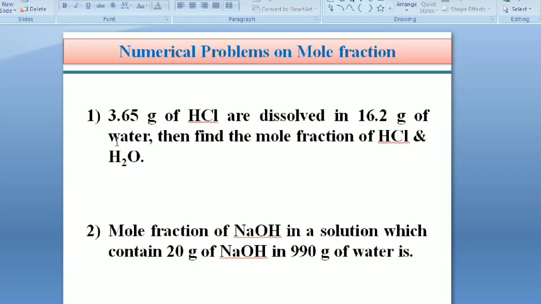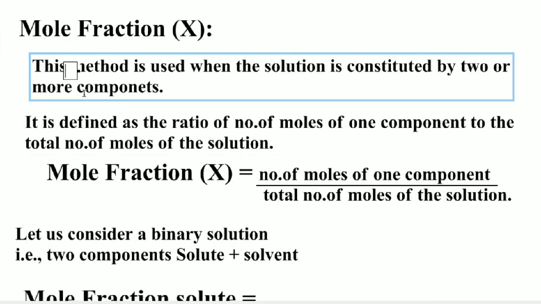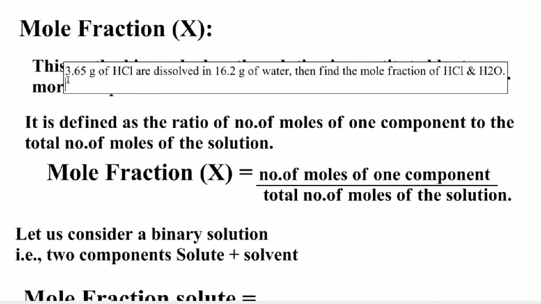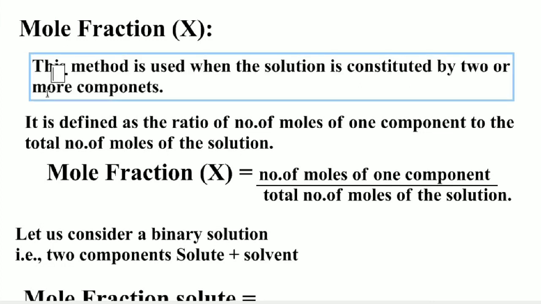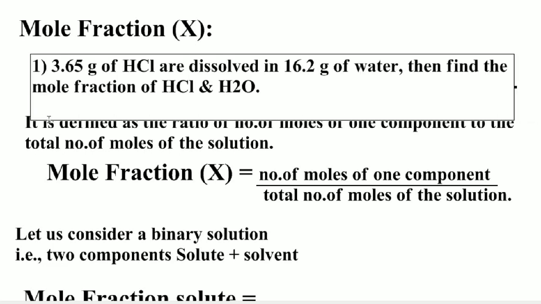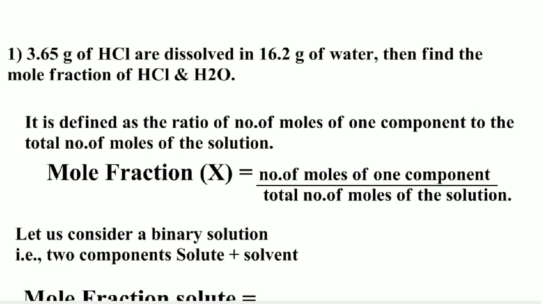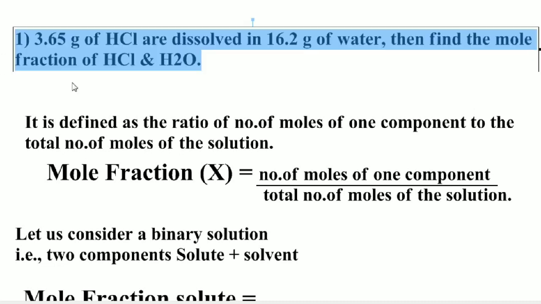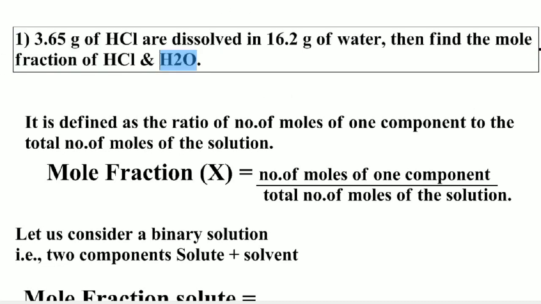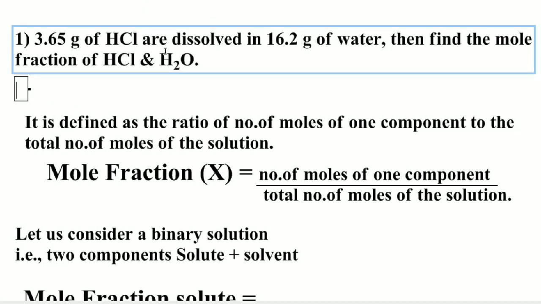The given problem: 3.65 grams of HCl are dissolved in 16.2 grams of water. Then find the mole fraction of both HCl and water, H2O. Students, now initially we write the given data. So, solution for the given problem.